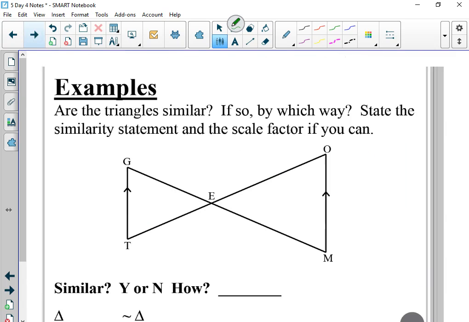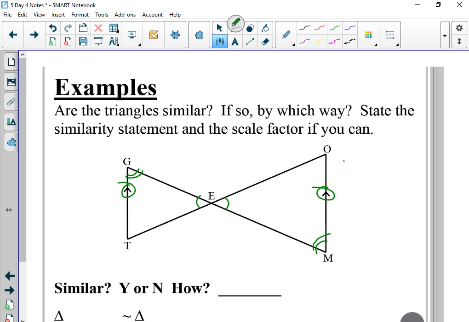Okay, are the triangles similar? If so, which way? State the similarity statement and the scale factor. Now we're going to go back and do a little bit of stuff we've already done before. We know we have equal angles there. Vertical angles. And since we have parallel lines, we can look for alternate interior angles. So we can mark these off as alternate interior angles.